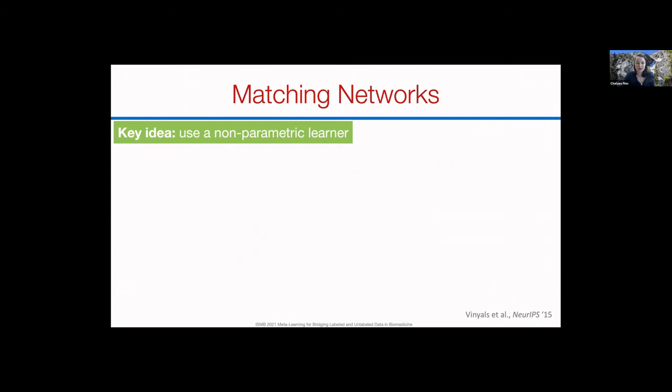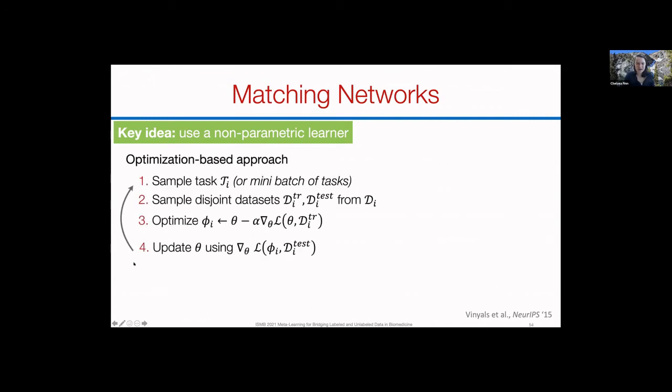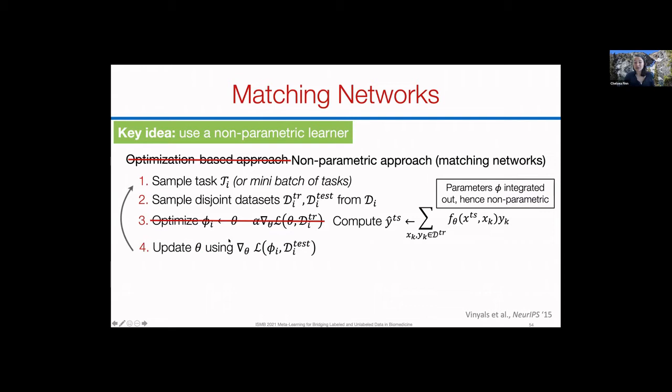Okay, so what does this look like as an algorithm? It's going to look very similar to optimization-based meta-learning, where we sample a task and sample a train set and a test set for that task. However, what's going to be different is instead of fine-tuning the model on our training data set, we're instead going to use this nearest neighbor predictor using our model F. And the parameters phi I, the task-specific parameters, are kind of integrated out here. And hence, this is why it's called non-parametric, because we're not actually explicitly representing phi I anywhere in here. However, we are still using this parametric meta-learner, which is represented by F theta. Okay, so then we use this to compute the predicted label for the test examples, and then we can update the parameters of our meta-learner such that the predicted labels and the correct labels match.